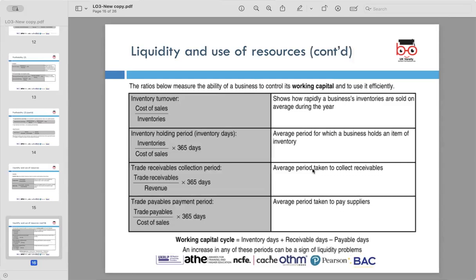Liquidity ratios and use of resources. Liquidity ratios are fundamental in assessing a company's ability to meet its short-term financial obligations. They provide insights into the company's financial health by evaluating its liquidity position.